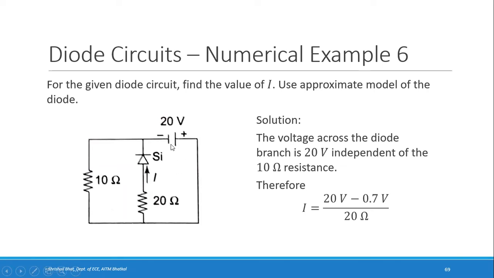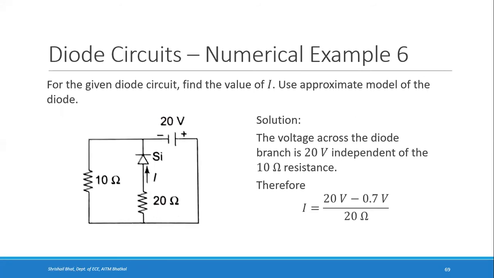Here E is 20 volts, right? Since the direction is like this, you can take it as 20 minus the forward voltage drop across a silicon diode, which is 0.7. In the approximate model, we substitute the diode with its forward voltage drop, right? It is 0.7 volts divided by the resistance, 20 ohms. This way you can find it, right?